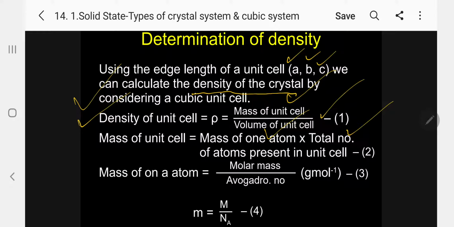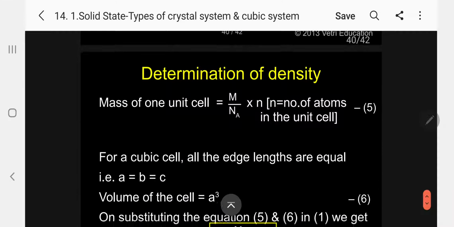So the mass of an atom is the molar mass divided by the Avogadro number. Say, for example, hydrogen: 2 divided by 6.023 into 10 to the power of 23. This is the mass of an atom of hydrogen. Kindly follow, so that will be gram per molecule. Normally it will be given in the form m equal to M by NA, the molar mass divided by the Avogadro number.